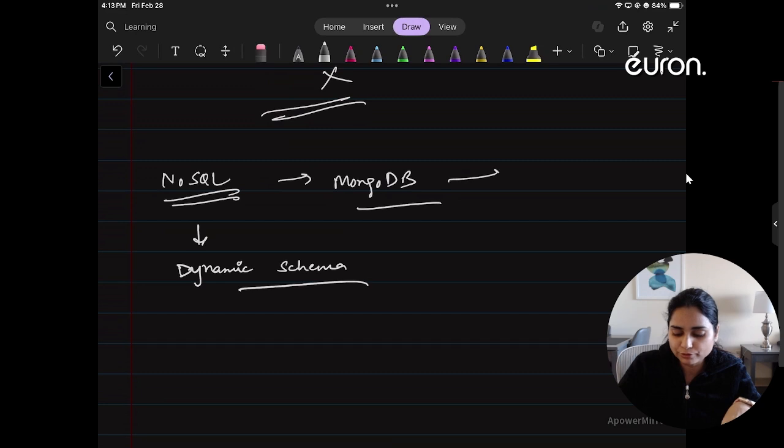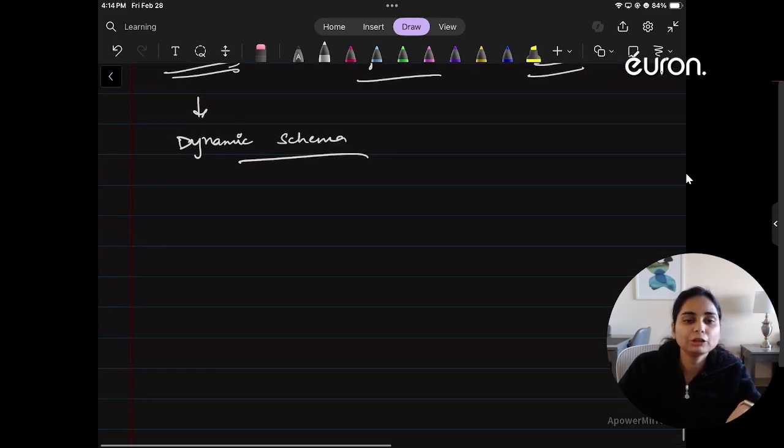What you do in MongoDB is store your information in the form of a document. And that document can have any set of attributes. How will you do it? You do it just the way you define a JSON.